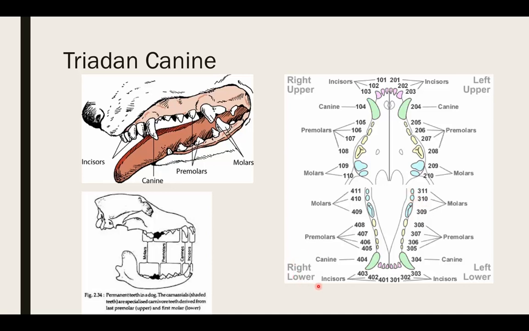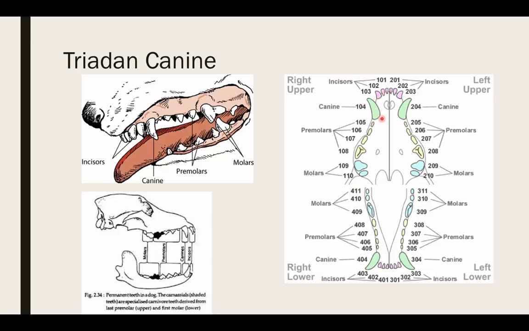Moving over to the lower right side, we begin at 401, 402, and 403. The lower right canine would be at 404, premolars starting at 405, 406, 407, 408, molars starting at 409, 410, and 411. Going over to upper right, we start at 101, 102, and 103.